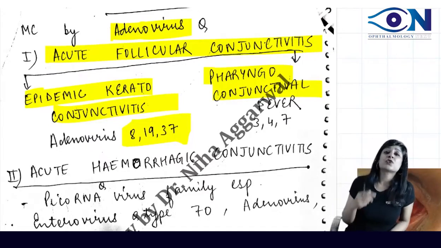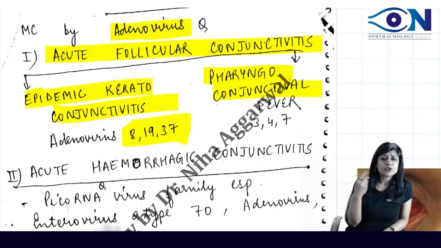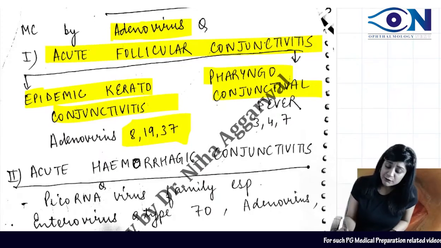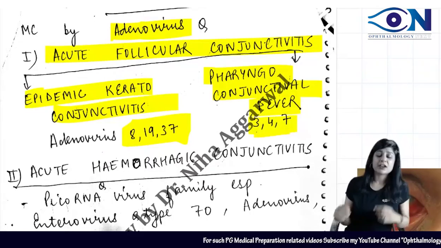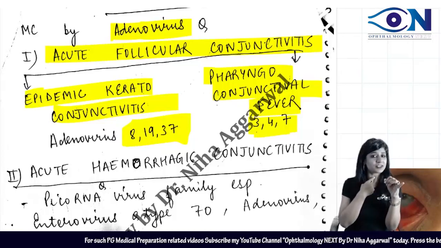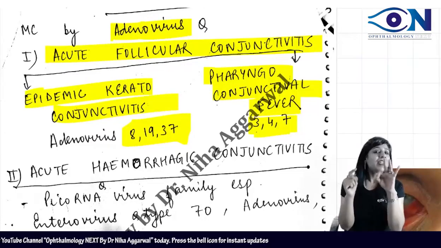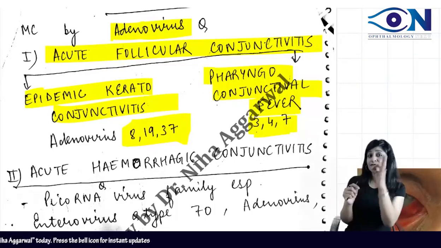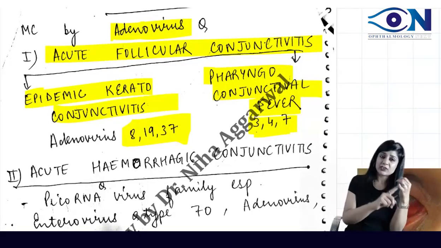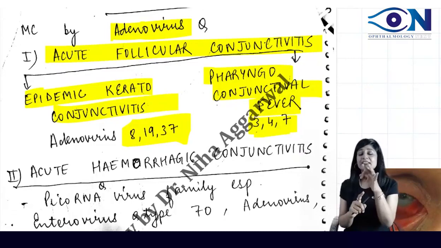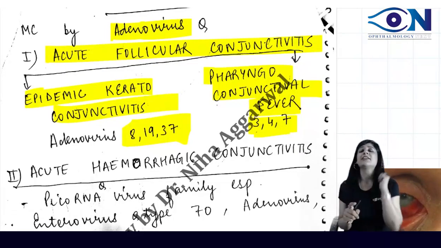While the one which is causing the typical viral fevers, what do we have in typical viral fevers? Pharyngoconjunctival fever. Pharyngo means pharyngitis, sore throat. Conjunctival is conjunctivitis. You have watering and you have fever. That is your 3, 4 and 7. So we have 8, 19, 37 and then 3, 4 and 7.